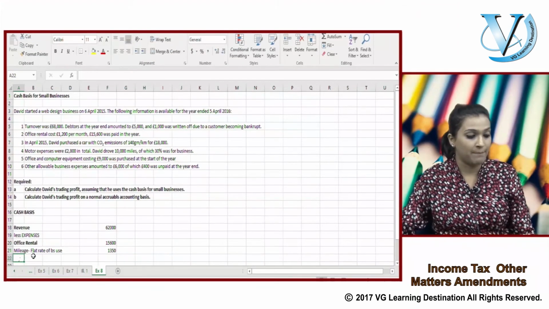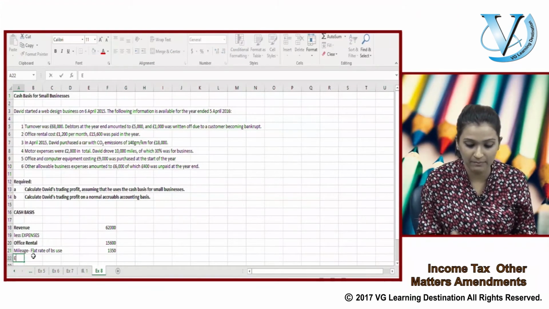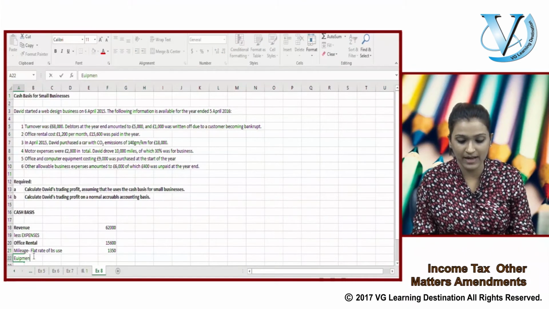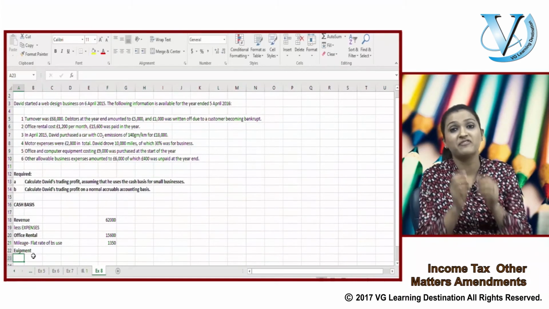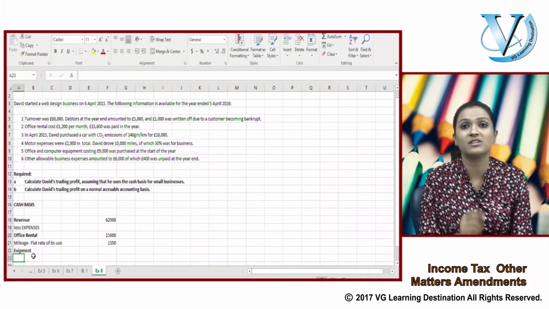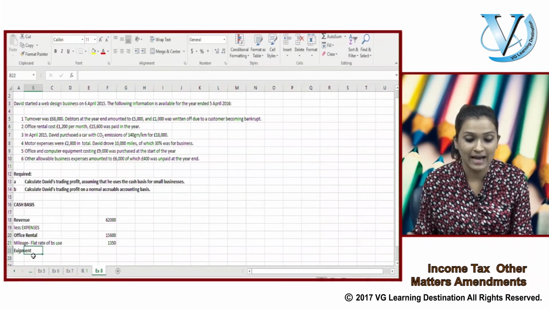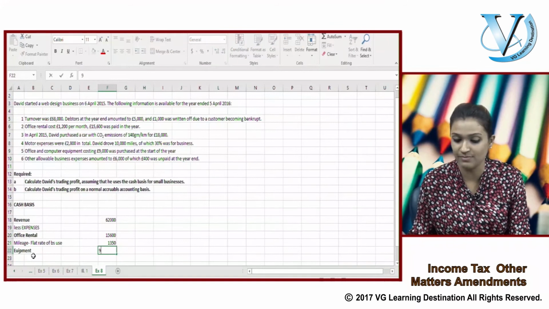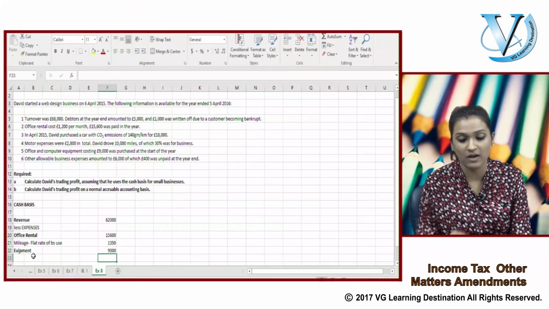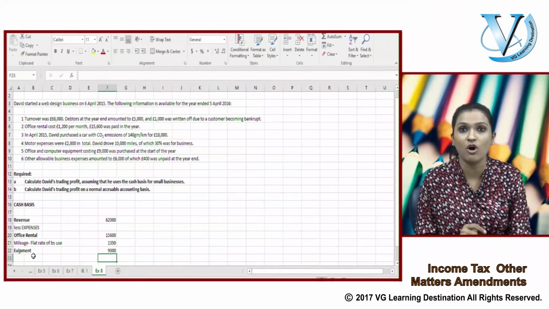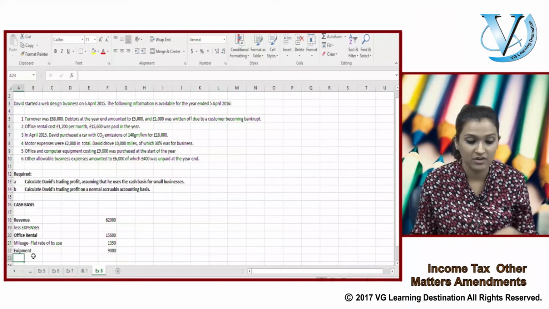Right. Up next, there is equipment being purchased. If equipment has been purchased, you've actually given physical cash in order to purchase this equipment for 9,000 pounds, because cash has gone out. The entire 9,000 pounds can be claimed in the first year of purchase itself. What next?